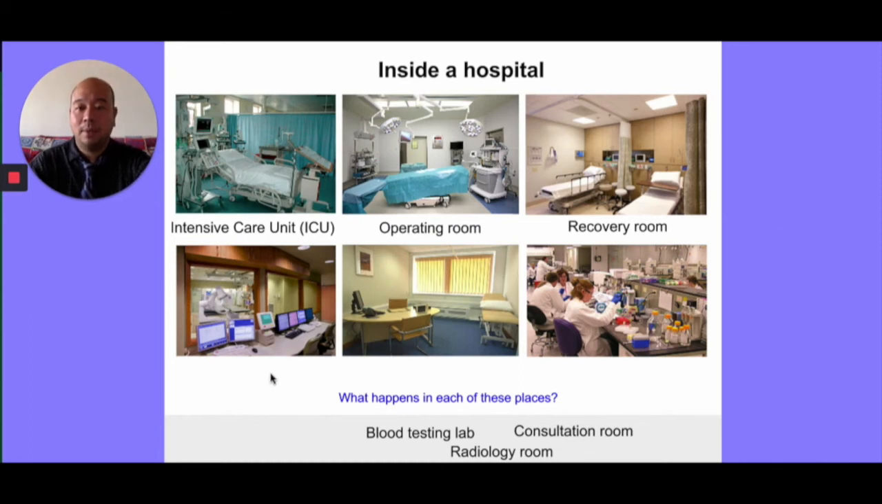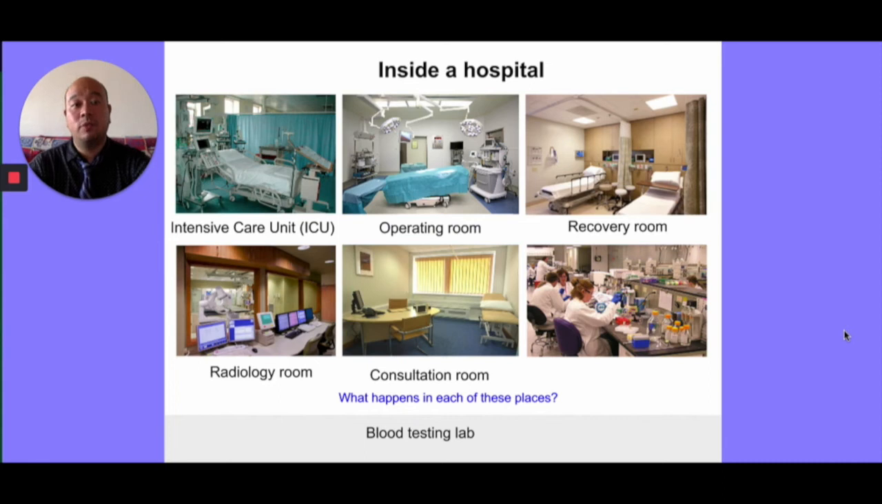Down here, bottom left, where is this? This is the radiology room. This is where the X-ray scans are carried out. Next to that is the consultation room. And this is where the general practitioner works. He will see patients in this room and do any checks and give advice as well.